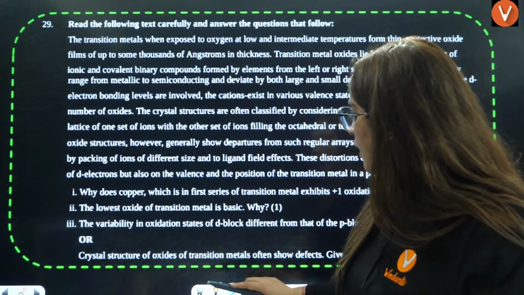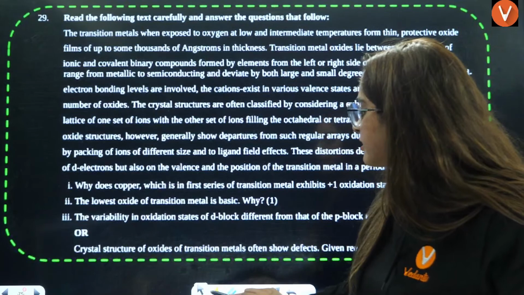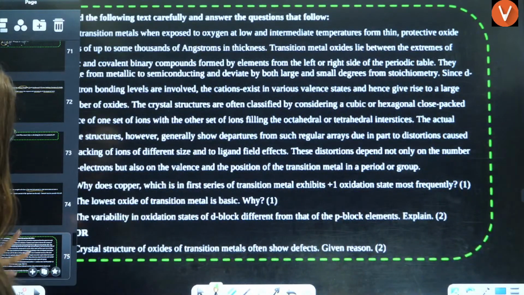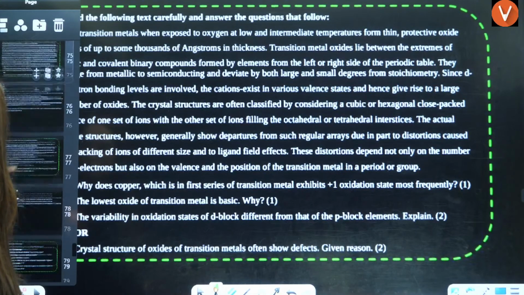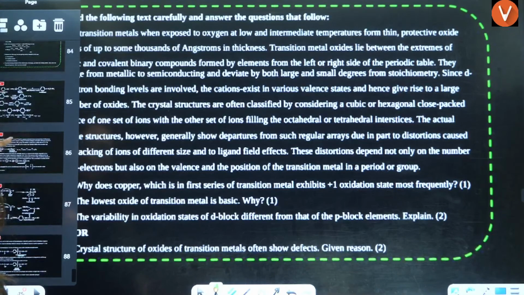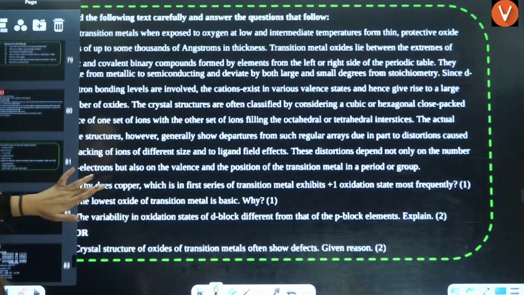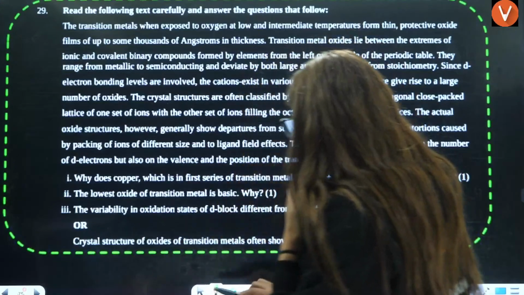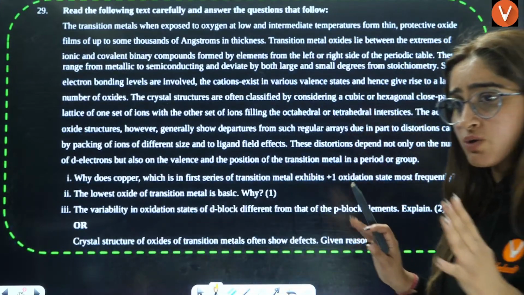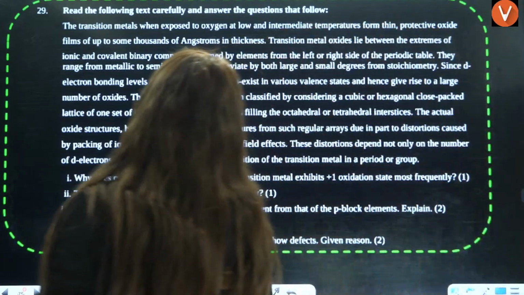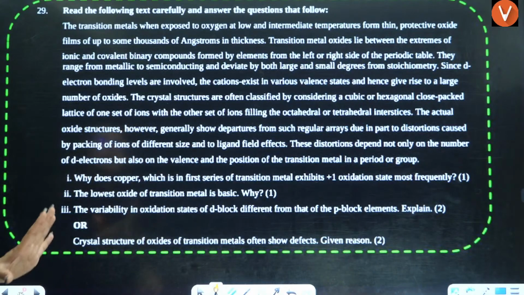Now next question is, read the following text. Okay, let's see. We are left with 5 questions, which are big questions. So you need to have full concentration over here. Read the following text carefully and answer the question that follows.